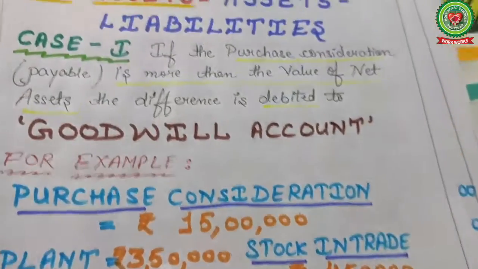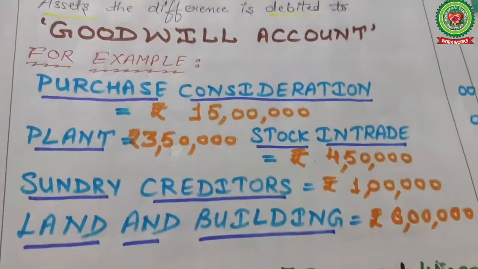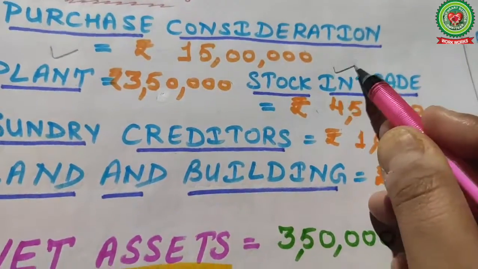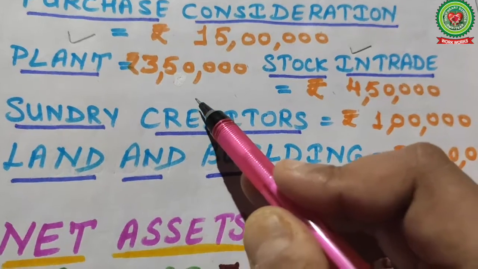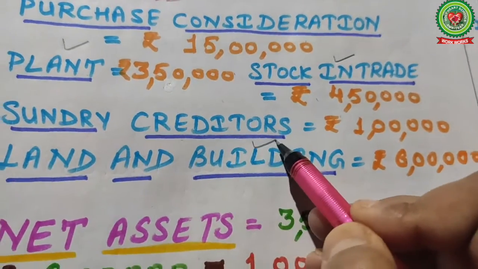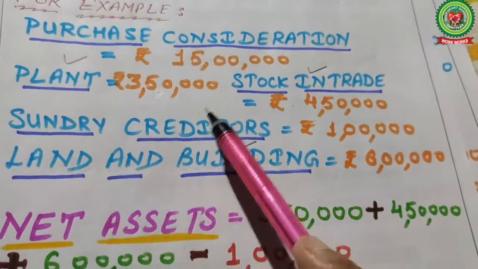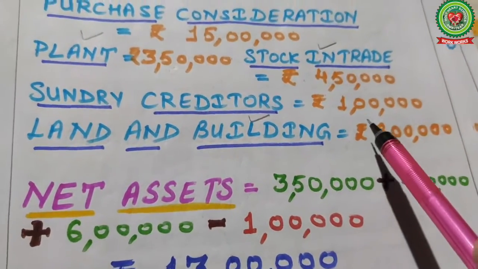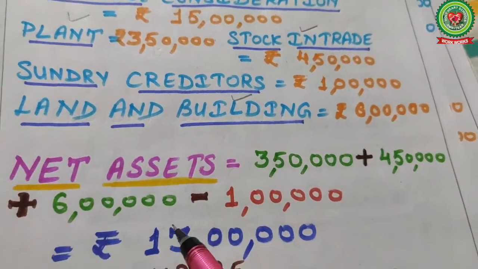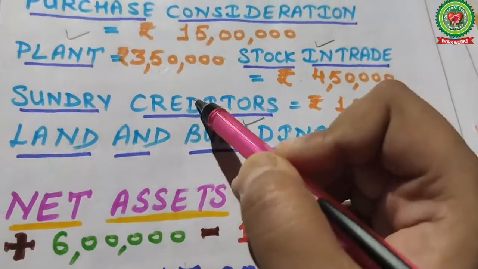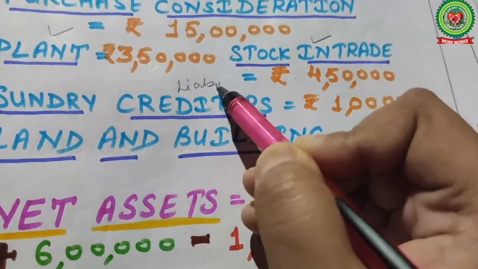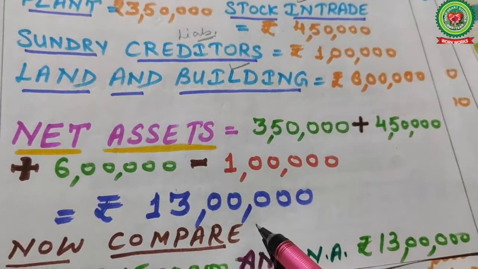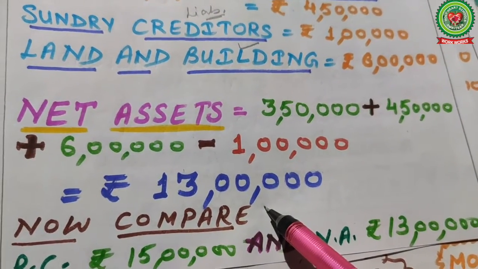So first of all, find out the net asset. Net asset formula: assets minus liabilities. Here, asset number 1 is plant, number 2 is stock in trade, number 3 is land and building. So 3,50,000, 4,50,000, 6 lakh, minus liability. Your liability is only sundry creditors, minus 1 lakh. So the total amount here is 13 lakh.